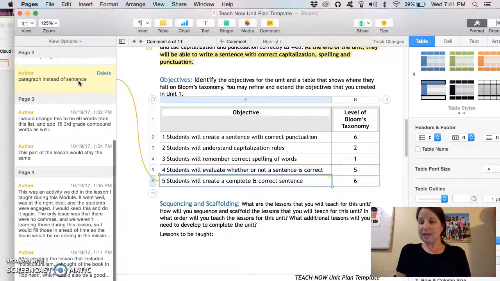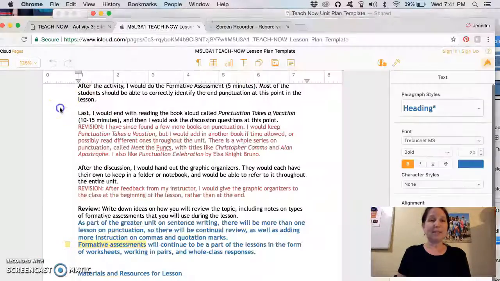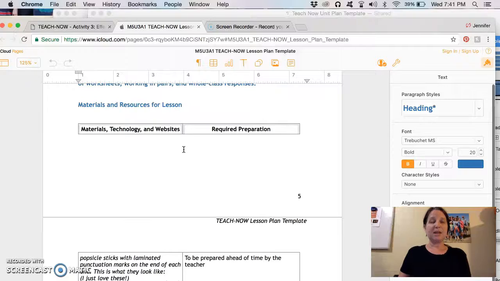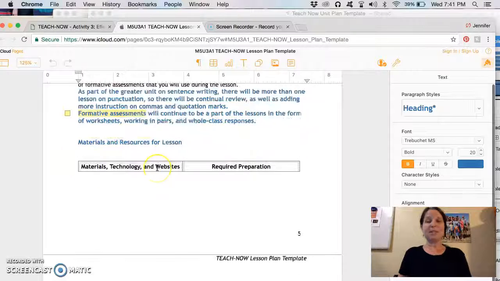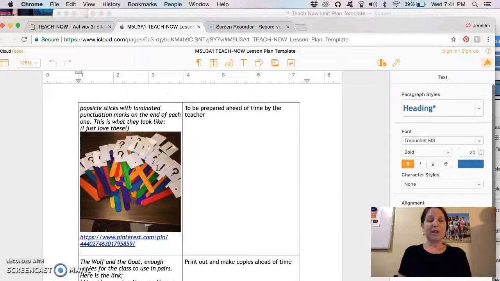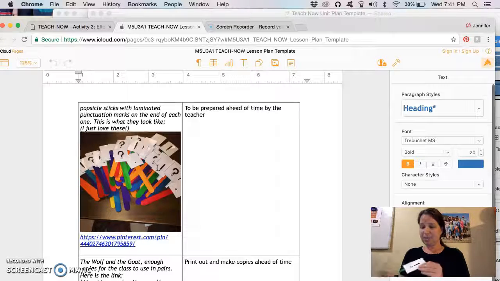One thing that I thought was very helpful as I was teaching my lesson on punctuation was the formative assessment. I'm not used to doing formative assessments. This was a new thing for me to learn about. So I looked online for some ideas and I found this popsicle stick idea and I just loved it. You can see I created my own here. In the lesson, we focused on the exclamation point, the period, and the question mark.